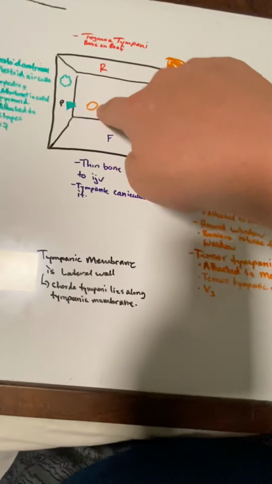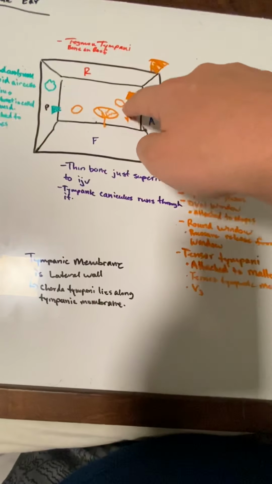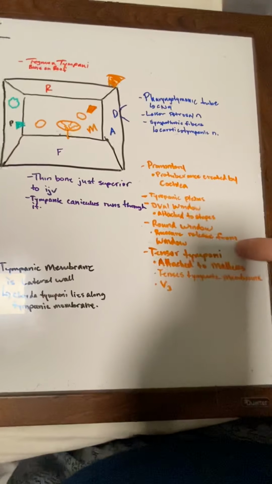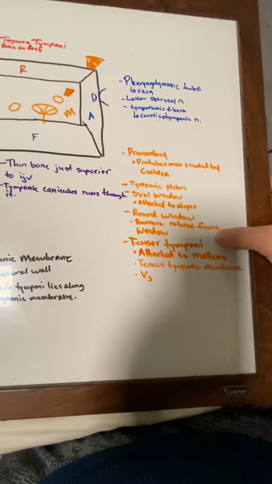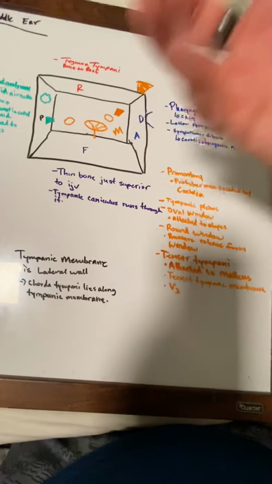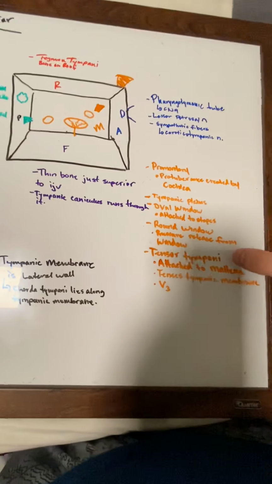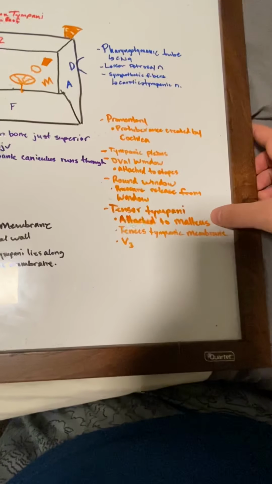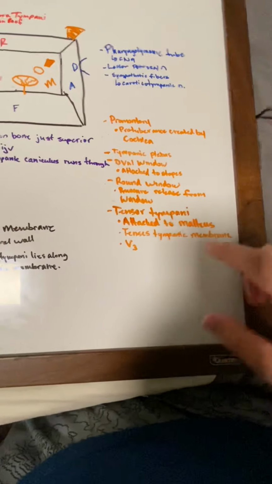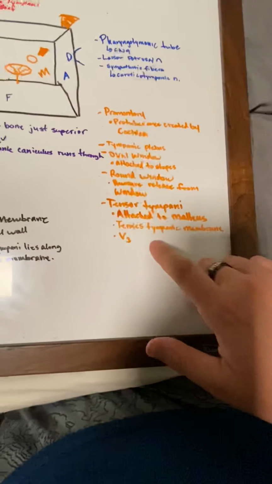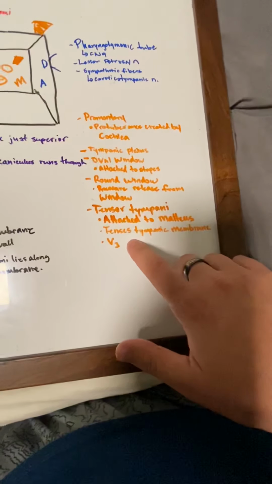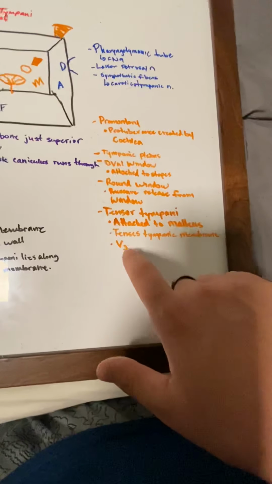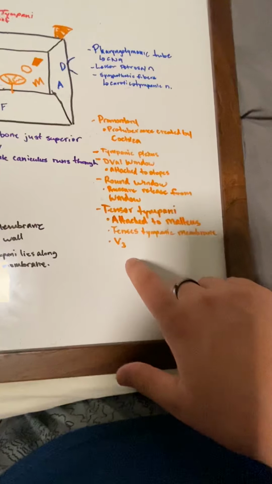So I'm going to call this guy stapes, and I'm going to call this guy the round window. So sound comes out the round window, or in her notes it says pressure is released from the cochlea out the round window. And then we have the tensor tympani, which is attached to the malleus, and this stops the malleus. And so that tenses the tympanic membrane. It's part of V3 is what our notes said.